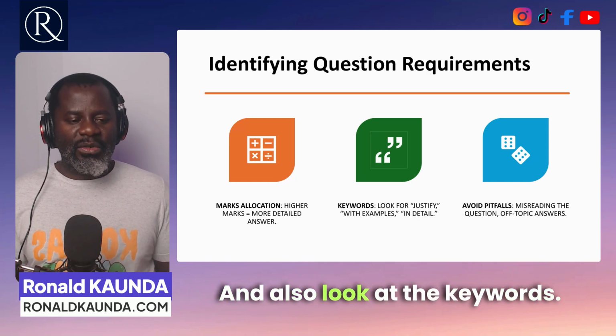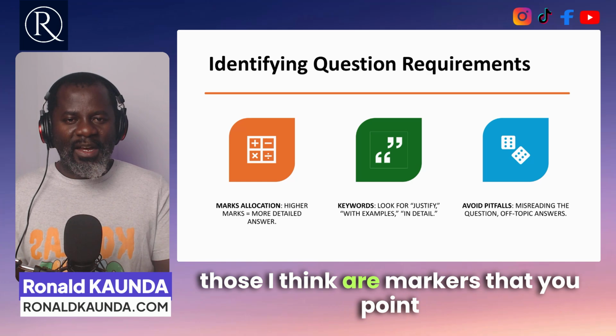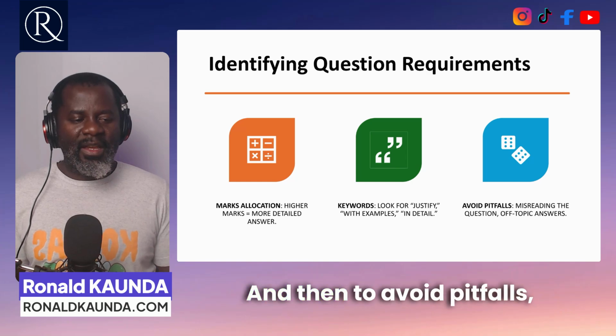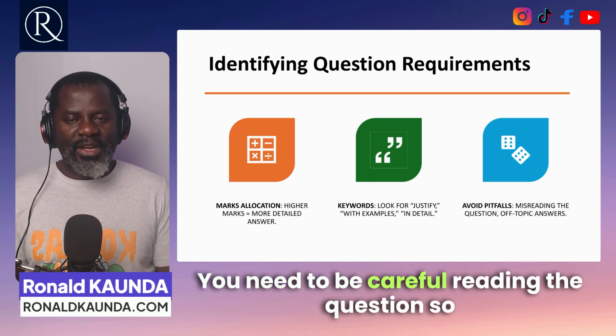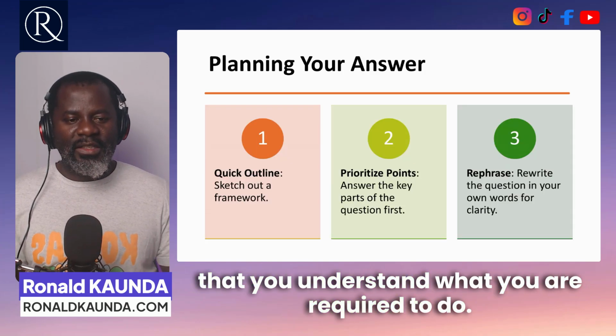And also look at the keywords. If the question says in details, those I think are markers that will point to what you're supposed to write. And then to avoid pitfalls, do not misread the question. You need to be careful reading the question so that you understand what you're required to do.